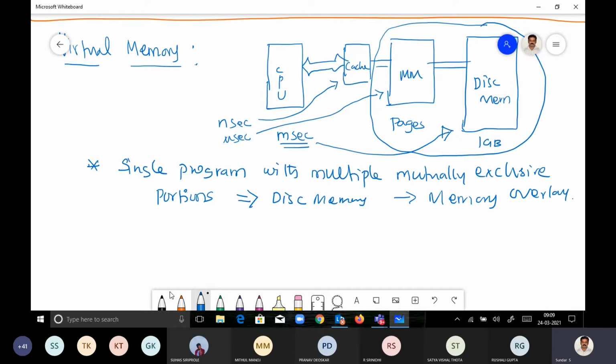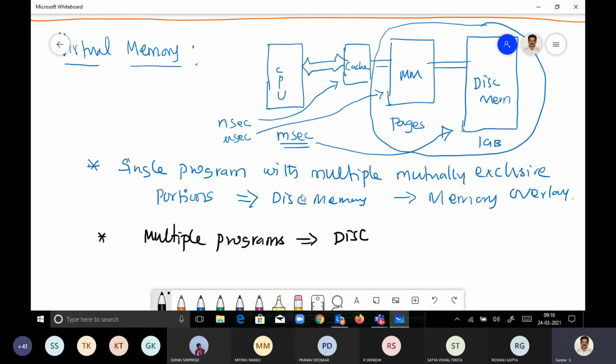Okay, right. Then let us go to the second concept. Rather than writing a single program, the user can write multiple programs, and these multiple programs are stored in disk memory. From this, one program can be shifted to main memory. There are multiple programs, right? At a time, one program will be shifted to main memory. Then a portion of that program will be shifted to cache. That's the way things are organized.